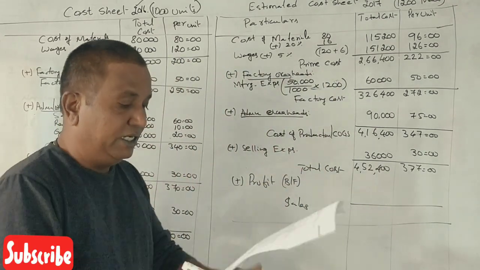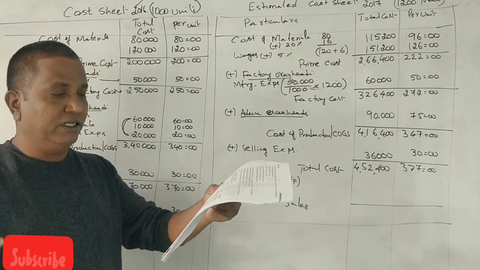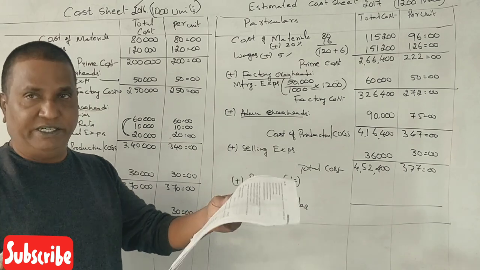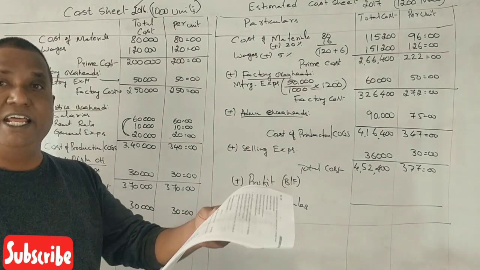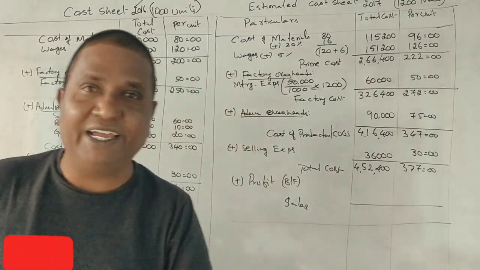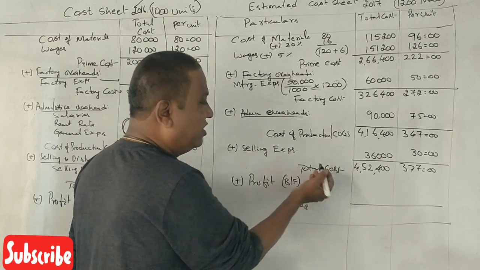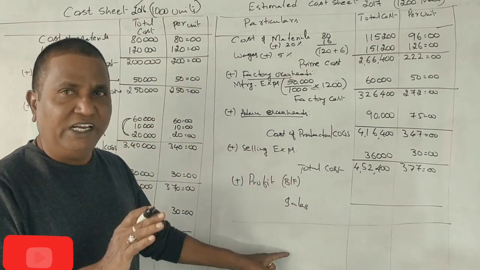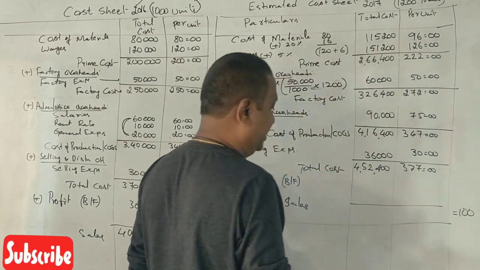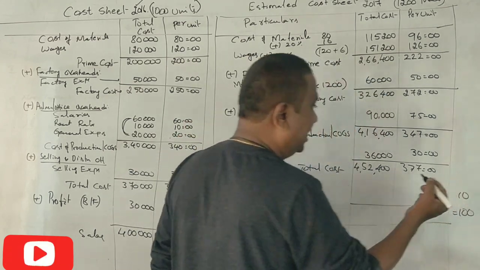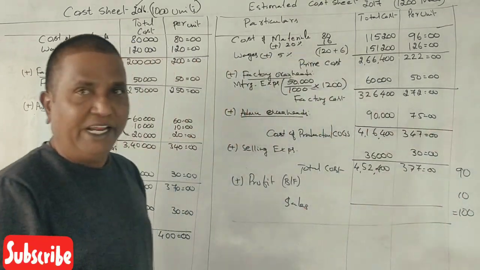See, if you look at paragraph 1, the company plans to manufacture 1200 machines in 2017. You are required to submit the statement showing price to earn a profit of 10% on selling price. See guys, 10% on selling price means not on cost. That means if your sales is 100 rupees, your profit is how much? 10 rupees. Then what is your total cost? 90 rupees. Am I right?